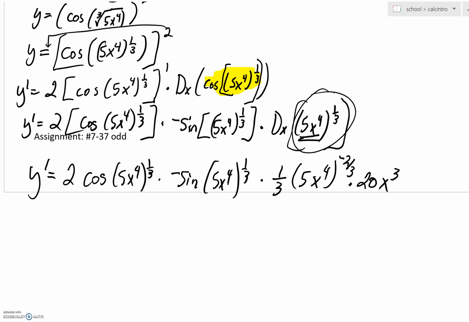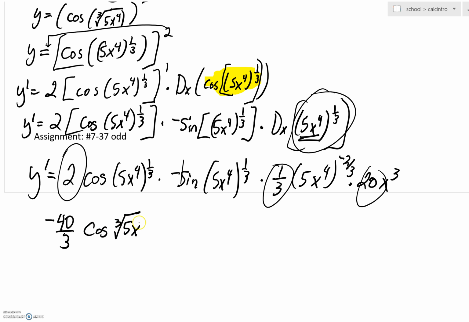Wow, look at that. So what numbers are going to be out in front? A 2, a negative 1, a 1/3, and a 20. 2 times 20 is 40. And you have a negative in front. You get negative 40. Negative 40 over 3, right? And then you could say, well, then I've got cosine. And, if you want to bring that back, you could say here's a cube root of 5x to the fourth. Here would say sine. And you could say, well, here's your cube root of 5x to the fourth. And over here, you could say, well, could I leave that as 5x to the fourth to the negative 2/3?